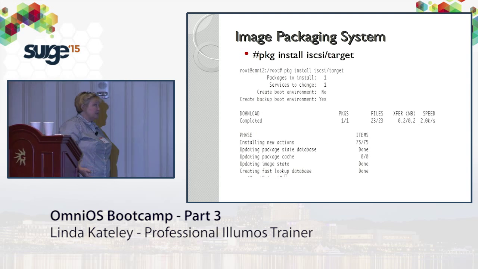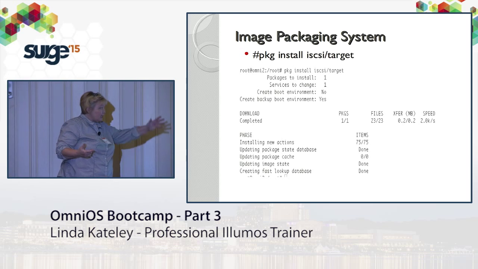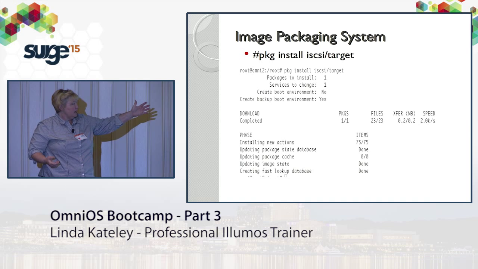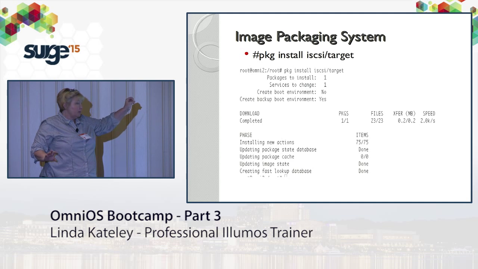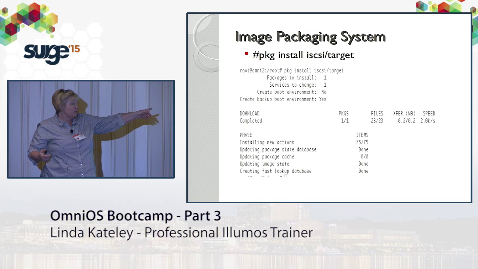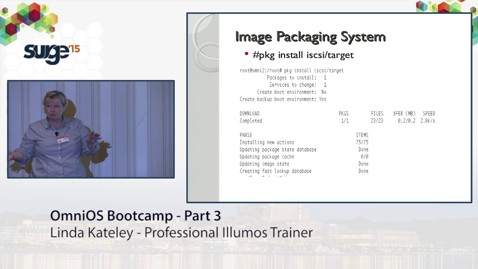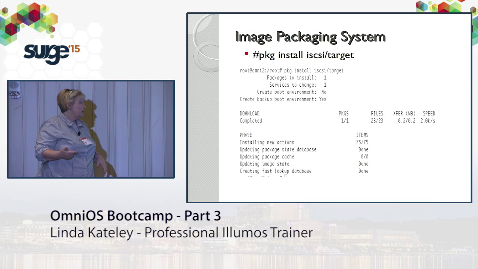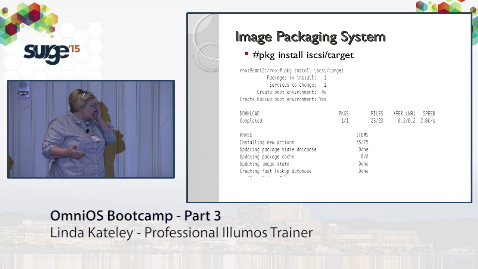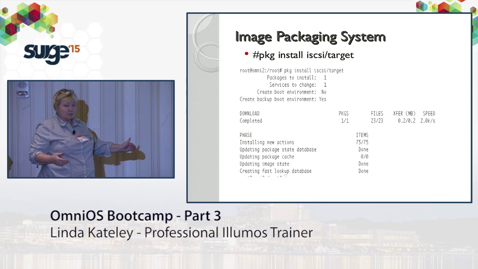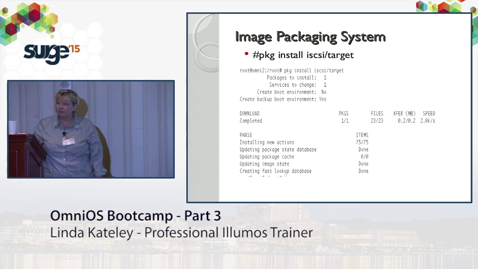So I go package install, and it'll tell me during the package installation. For this particular one, I was doing iSCSI target, it'll say the number of packages that will install for this kind of meta package. And then if it's going to update the services at all, it'll tell you that. In this example, create boot environment, it says no. It's not going to create an alternate boot environment for this, so I can install this without taking a reboot. It also will tell you the progress, and then it'll show you all of the things that it's doing as it's installing that package.